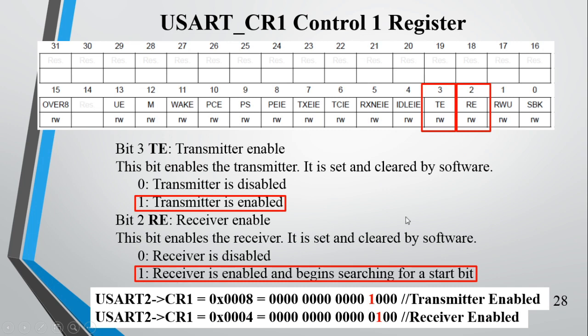That means the third bit you are setting as 1. That means the transmitter is enabled. If you are writing 004, that means the second bit you are making as 1. That is, the receiver is enabled.